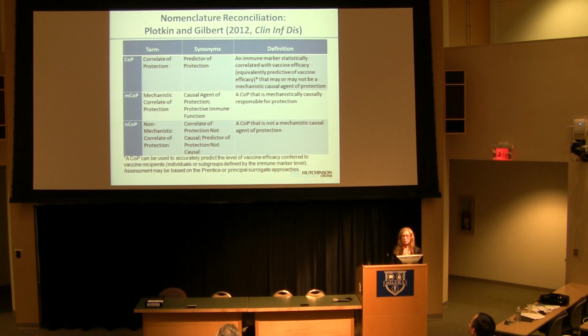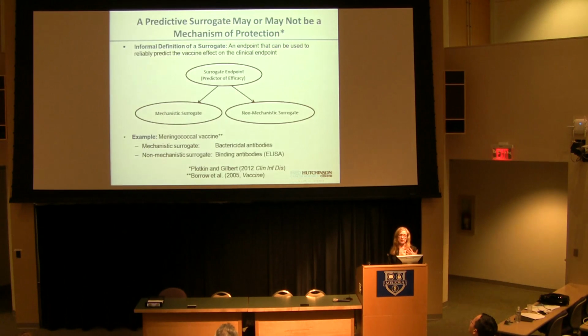And so they talk about correlative protection and divide it into mechanistic correlative protection and non-mechanistic correlative protection. Basically, you can think of it as the surrogate endpoint. The correlative protection is the predictor of efficacy, and the mechanistic surrogate would actually be a causal pathway. It'd be many of the things we discussed at this meeting. And you could also have a non-mechanistic surrogate, and I don't have time to go into that.